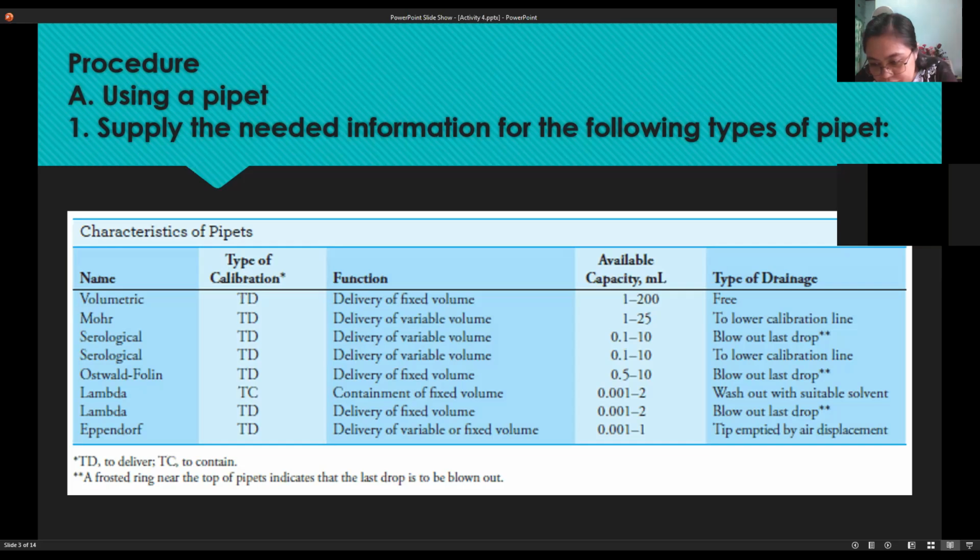Next is the lambda. The type of calibration is TC, and its function is for the containment of fixed volume. The available capacity is 0.001 to 2 ml, and the type of drainage is washout with suitable solvent. Next is the lambda. Type of calibration is TD, and its function is for the delivery of fixed volume. The available capacity is 0.001 to 2 ml, and the type of drainage is blowout last drop. And lastly is the Eppendorf. The type of calibration is TD. Its function is for the delivery of variable or fixed volume, and the available capacity is 0.001 to 1 ml, and the type of drainage is tip emptied by air displacement.